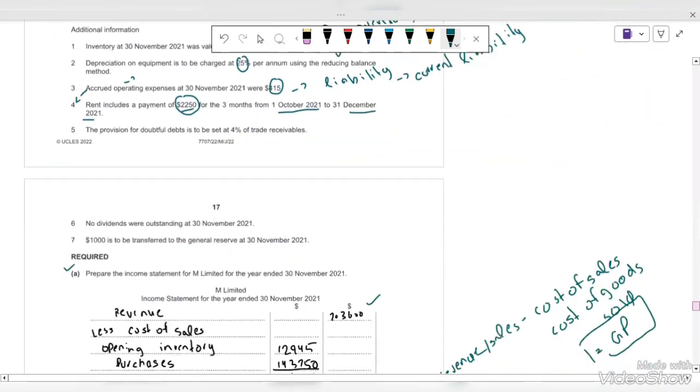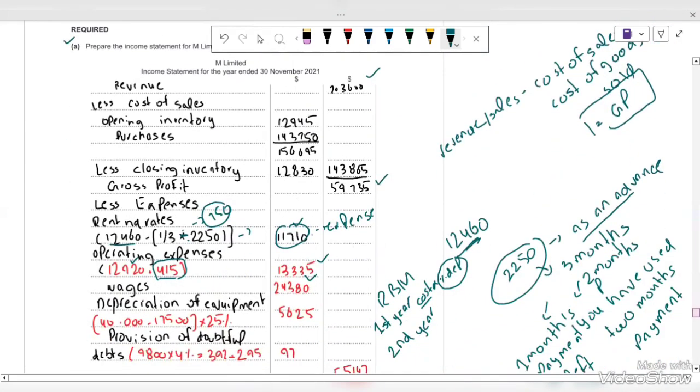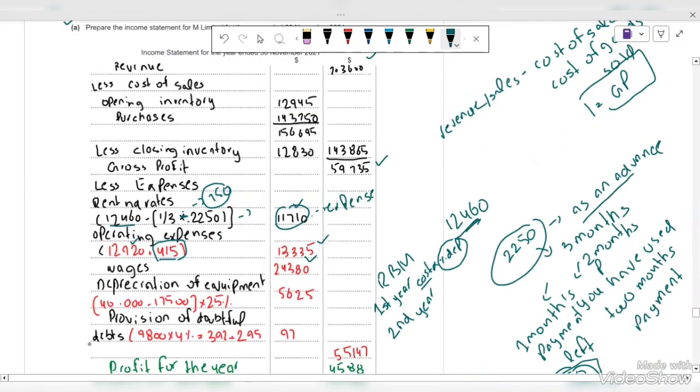Similarly, I have done the same thing here. You can see 40,000 minus 17,500. After that, you will have your net book value, and you will apply 25% on the net book value. After that, you have the depreciation amount for this year on this asset.